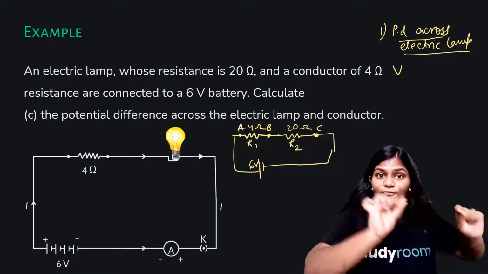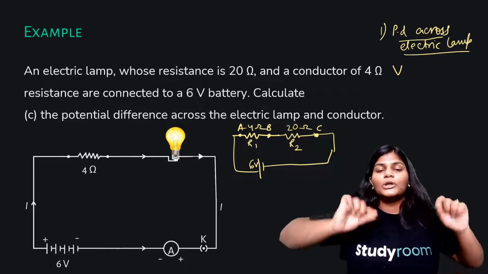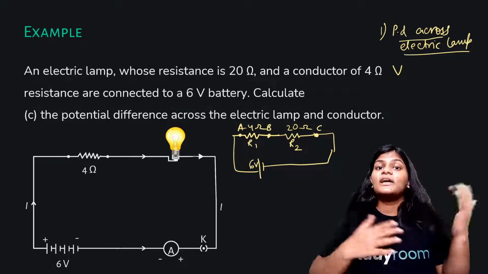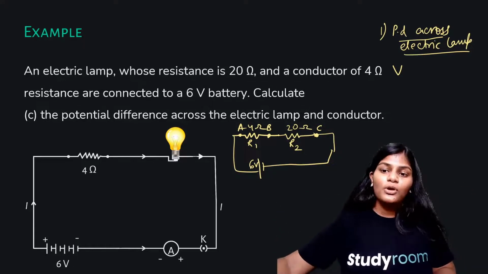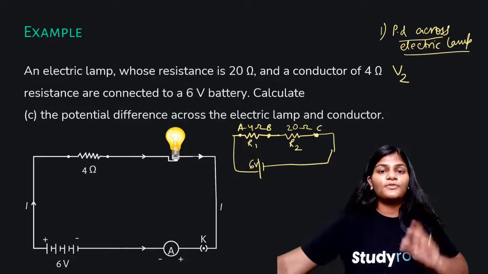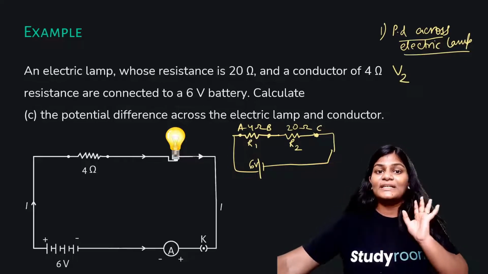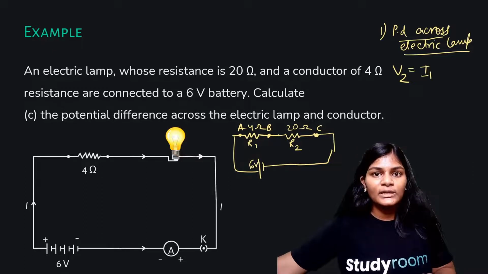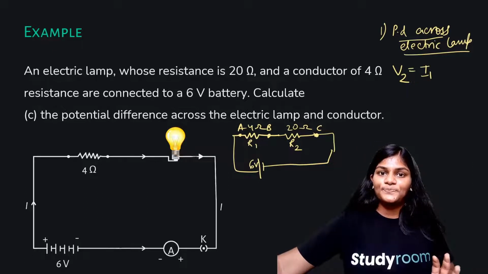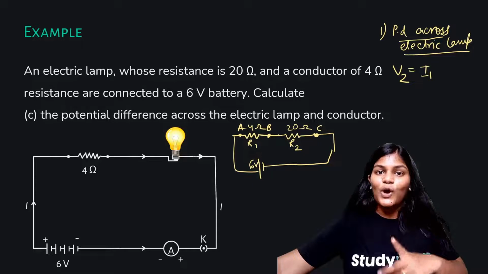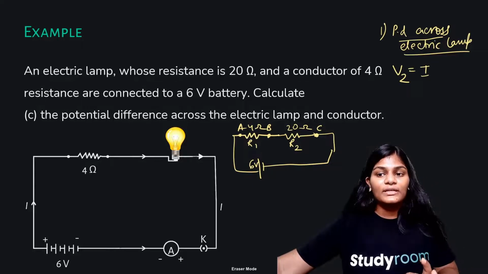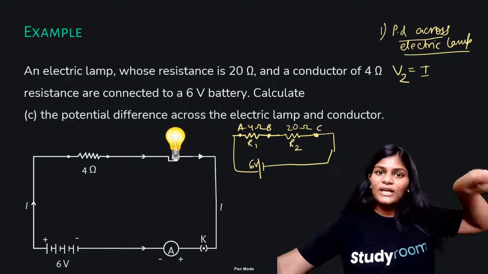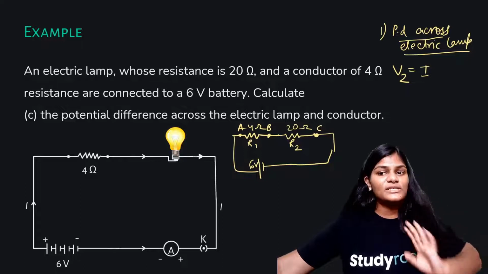So, there are different points that they are connected across. That's why their potential difference is different for each resistor. So, V2, which is the potential difference across resistor 2, that is the electric lamp, is nothing but I. Would I write I1 or would I just write I? I would just write I, because in series the current is the same, because the current only has one path to go from. So it's the same for all resistors.